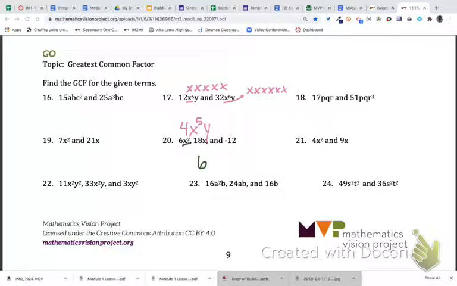Now you might look at this and say, okay, well these two have an x. You're right. However, all 3 terms have to have the thing that we are pulling out, the variable, the coefficient, whatever it might be. And since this one does not have an x, the only thing that we can pull out is going to be the 6. Therefore, the GCF for those terms is 6.